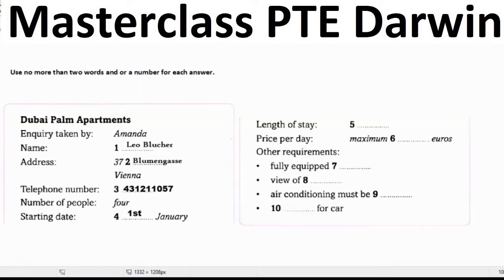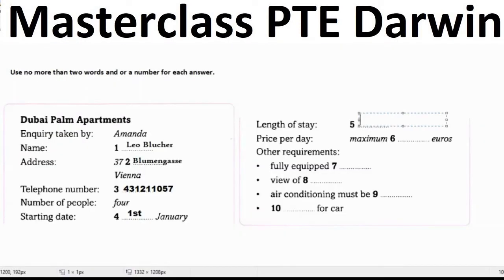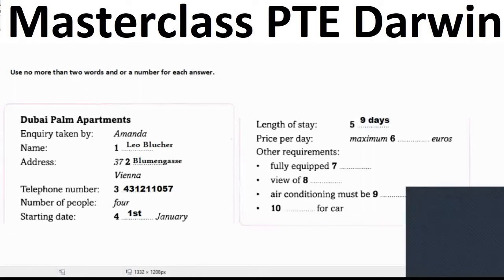So how many days he is going to stay? 9 days. Okay. So another thing that we have to remember is that it says 2 words. So we can write only 2 words there. Okay. So 9 days. And price per day. So that would be a little tricky. Let's see. Can you guess this?